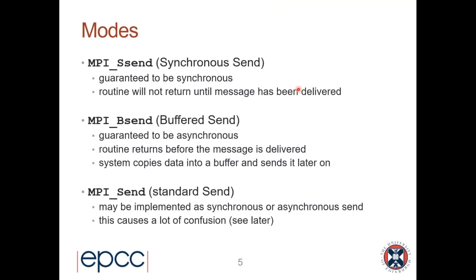So MPI ssend is synchronous send. It's guaranteed to be synchronous. The routine doesn't return until the message has been delivered, like making a phone call. Bsend, buffered send, is guaranteed to be asynchronous. The routine returns before the message is delivered, like sending an email. The system copies the data into a buffer and sends it later on. MPI send, standard send, can be implemented as synchronous or asynchronous, and this causes a lot of confusion, and that's what this lecture is largely about.